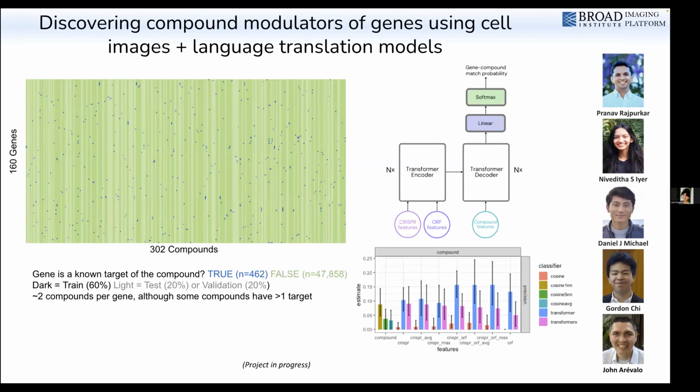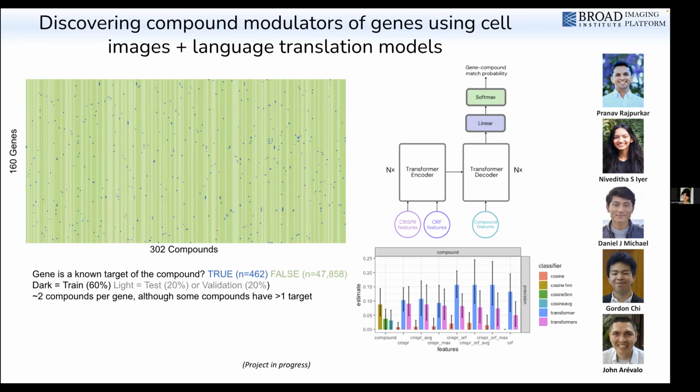Another project using this data is with Pranav Rajpurkar and colleagues at Stanford, who are using language translation models to predict whether a compound targets a gene. They use a subset of the data to train models that essentially predict the likelihood of a gene-compound pair being a true match, given the cell painting profiles of each.